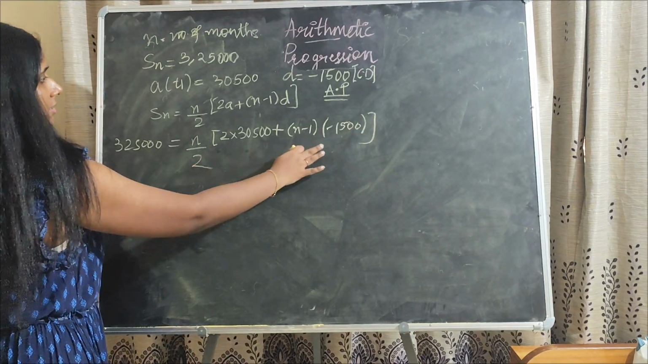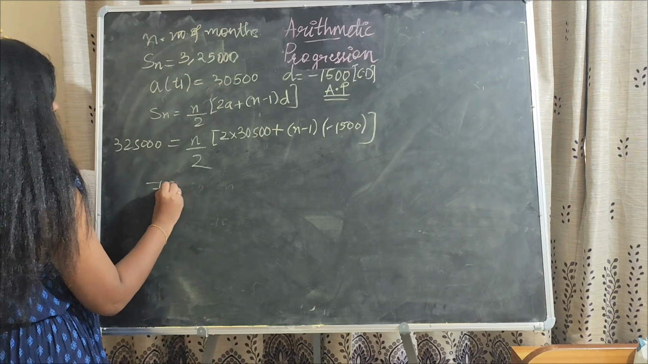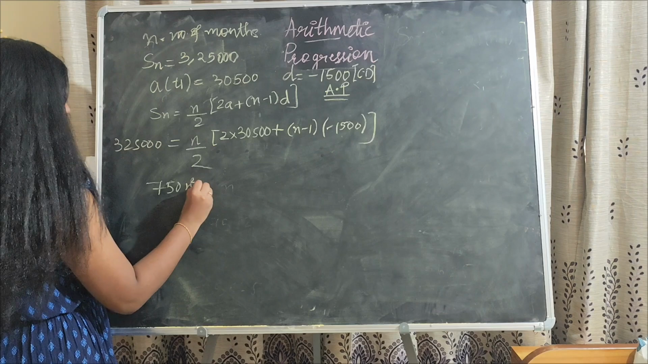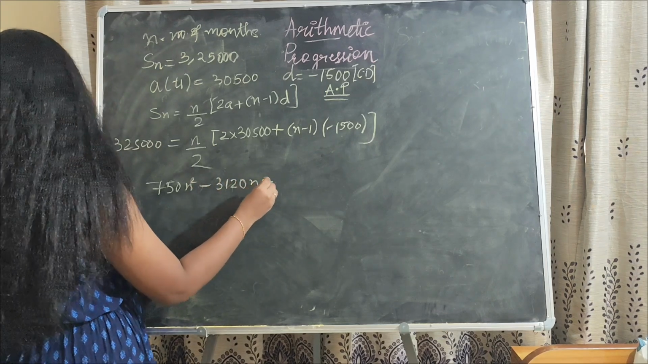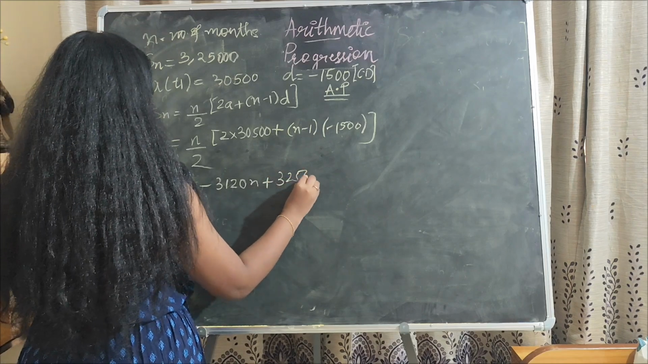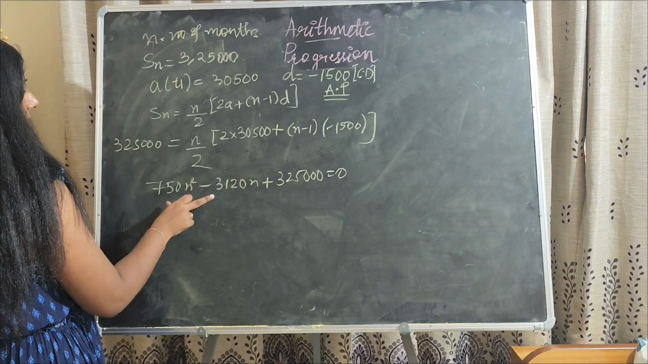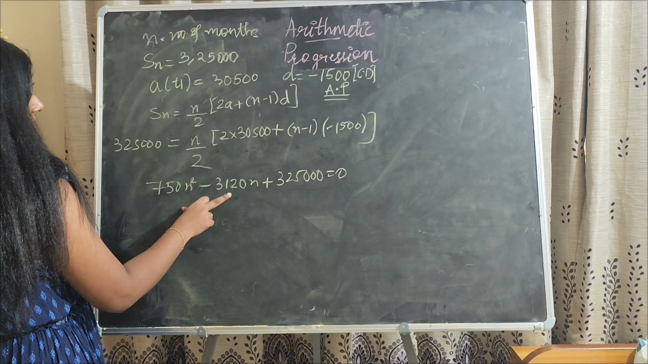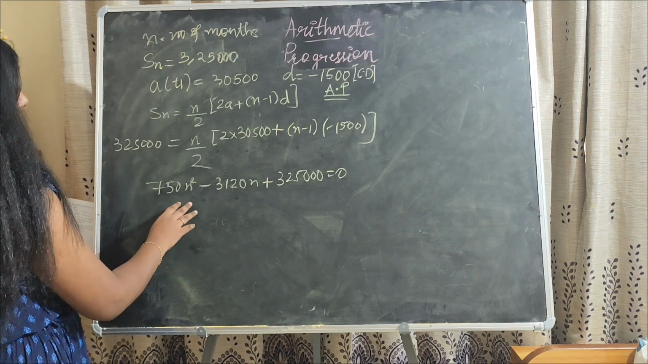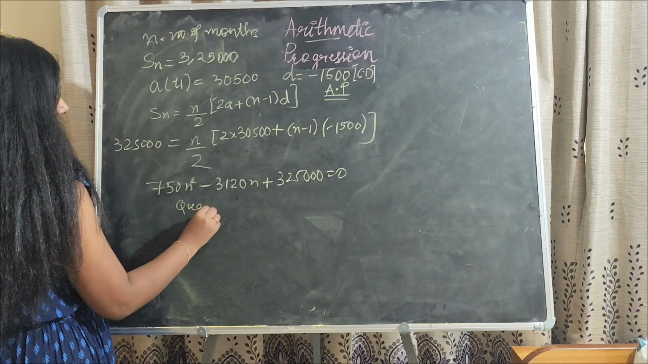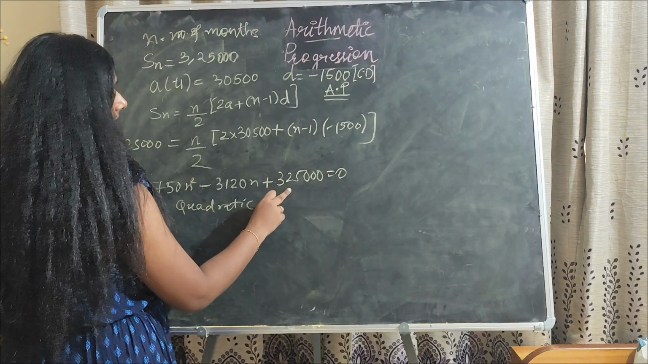Now when you solve this, eventually you will get 750 n square minus 31200 n plus 325,000 is equal to 0. After getting this, it is a quadratic equation. But to solve this will consume a lot of time because these numbers are very large.